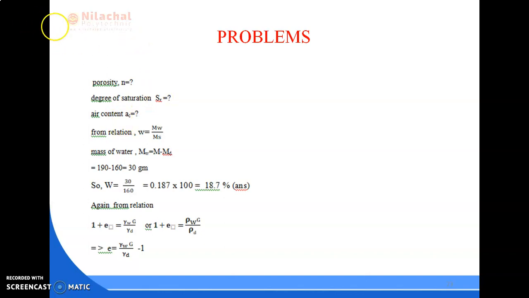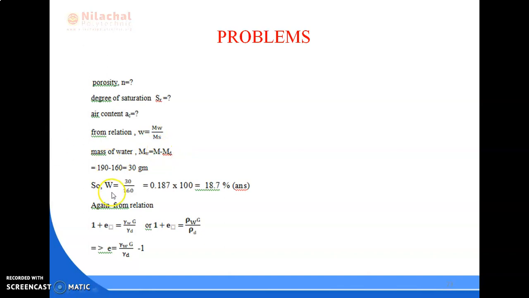From the relation we know water content equals mass of water by mass of solid. Mass of water MW equals total mass M minus dry mass MD, so equal to 190 minus 160 equal to 30 gram. Total mass and dry mass are given in the question, so we can easily find the mass of water, how much water is present within the soil. This is the 30 gram.